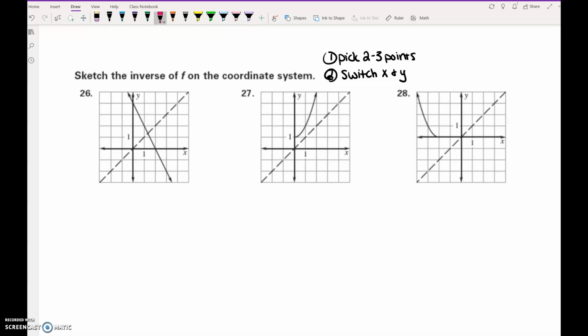In number 27, this graph has this point, which is (0, 1). This point, (1, 2). And this point, which is that (2, 5)? Yeah. Okay, we are going to find the inverse of these points. That means switch the coordinates. (0, 1) will become (1, 0). (1, 2) will become (2, 1). (2, 5) will become (5, 2). You just switch the x coordinate and the y coordinate.